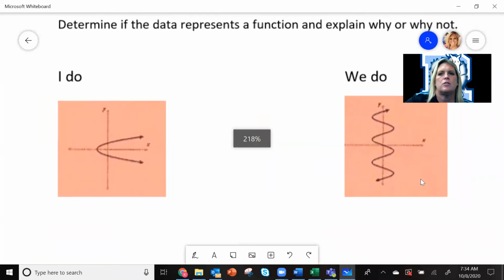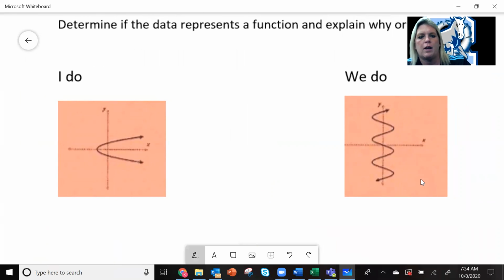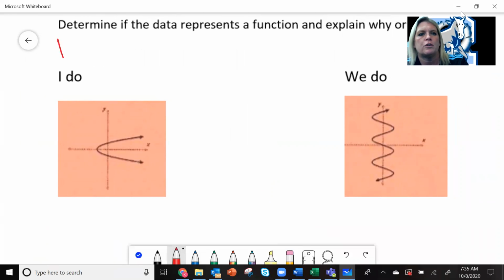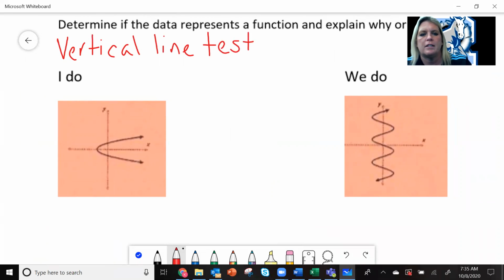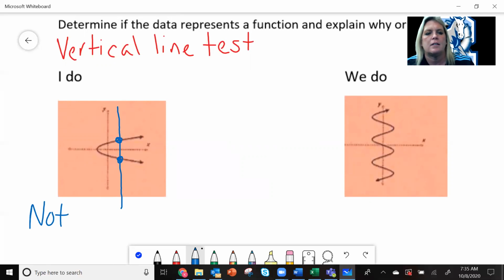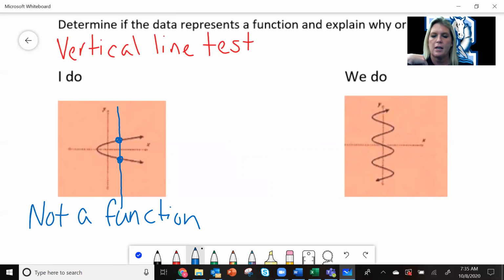It says determine if the data represents a function, explain why or why not. So the first thing we need to remember is that we have a graph. So when we have a graph, we're going to use the vertical line test. For the vertical line test, you have your picture in your graph and you're going to draw a vertical line. If that vertical line touches your function in more than one spot, it is not a function. This is because the x numbers repeat. And for data to be a function, the x numbers cannot repeat.